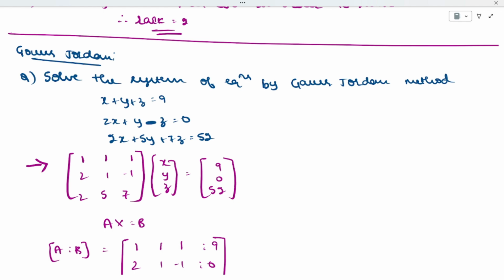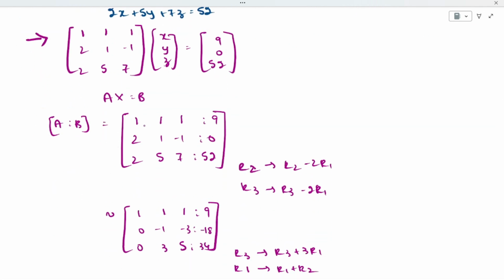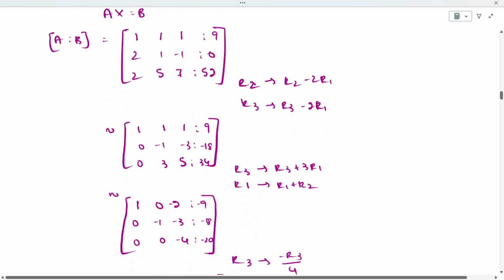1 1 1. That means here see, here is the x variable. What is the constant here? 1 1 1. You will write it 2 1 minus 1 2 5 7, and you will write it in the form of X, where X is the matrix x y z, and here you will write the corresponding values of the equation. Okay, now you will write it in the form of AX = B. Now again the same you have to do.